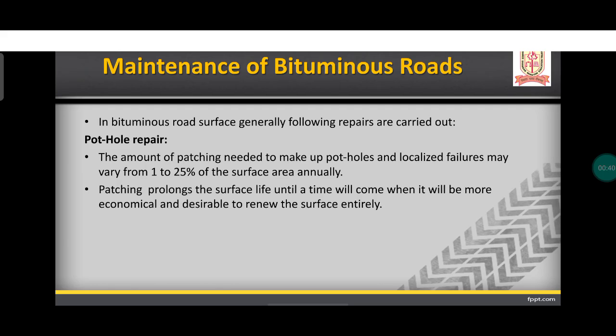Now, the maintenance of the bitumen road. In the bitumen road, the surface generally follows these repairs. First is the pothole. The amount of patching needed to make up potholes and localized failures may vary from 1 to 25% of the surface area annually. It means the maximum potholes are generated in the bitumen road.